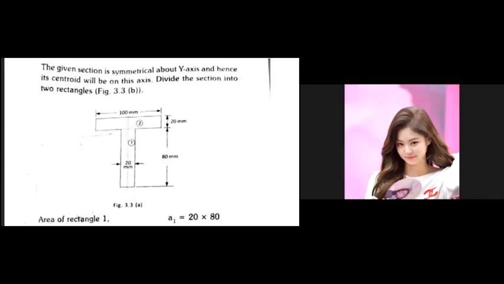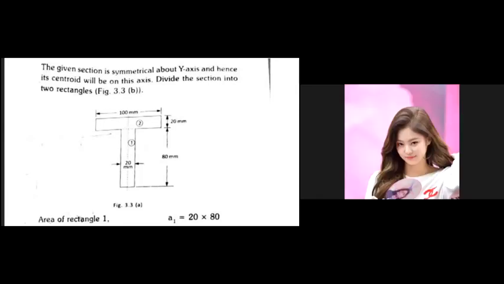When you observe this section, this T section is symmetrical about the vertical axis, that is the y axis. So here the centroid, that is its x component, lies on the y axis itself. So it's not necessary to find the x component. We have to find only the y component of the centroid of the given T section.